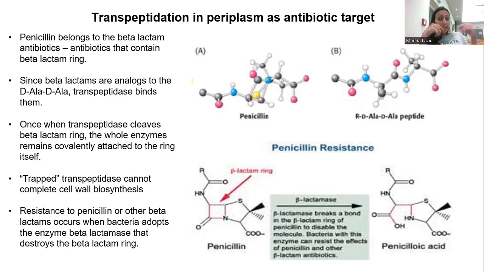The way a cell gets resistance to penicillin is when bacteria adopt the enzyme beta-lactamase, so it can degrade the beta-lactam ring in penicillin.